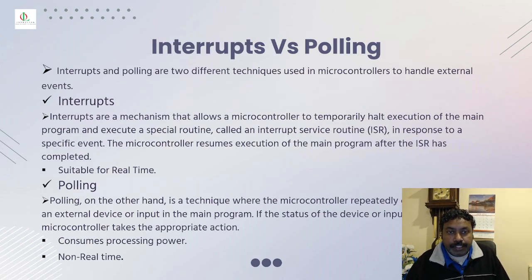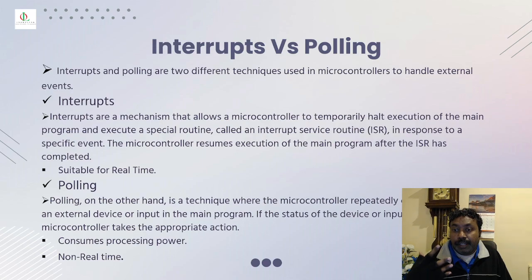Now we discuss interrupts versus polling. There are two different techniques used in microcontrollers to handle external events. What are they? They are interrupts and polling. Interrupts are suitable for real-time operation, whereas polling is non-real-time. It has to check every time.